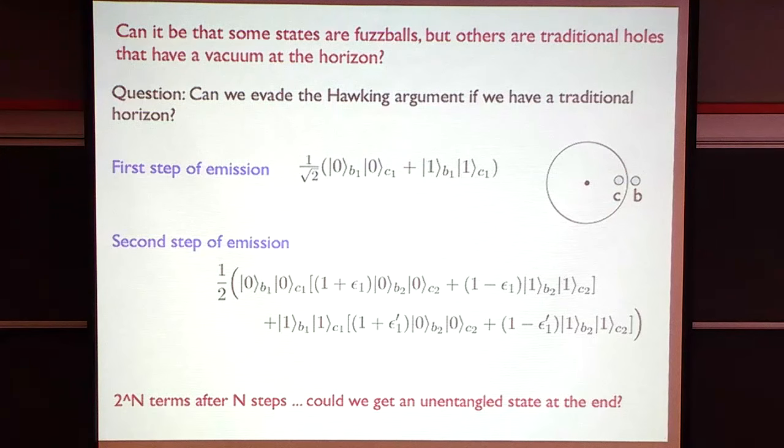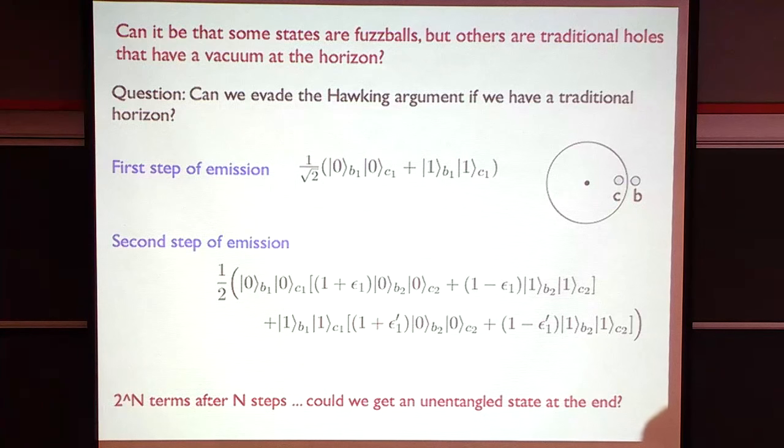So one thing you might worry about is, okay, maybe you could have a vacuum at the horizon, but then you'll emit entangled pairs. You must have seen this entanglement of no particle here, no particle, 0, 0, plus 1, 1 in several places by now. And at the second step, even though you get 0, 0, plus 1, 1 for the next mode of emission, you could make a small correction, which depends on what happened at the previous step. Like if you emitted 0, 0, then the 0, 0 is enhanced a little bit by epsilon 1, and this is de-enhanced. If you produce 1, 1, then the 0, 0 could be enhanced by a different amount or de-enhanced, and this could be made to go the opposite way.